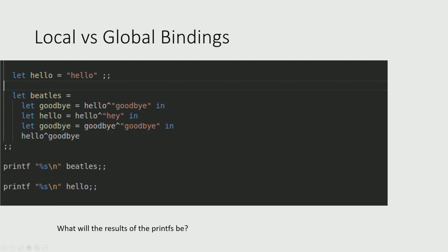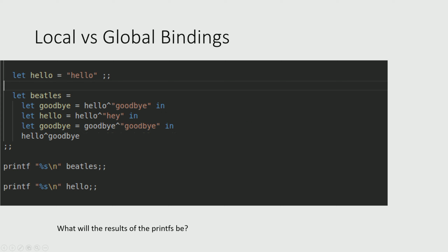amalgamation of code that we don't really know what it's doing. And the answer here is that this Beatles variable is actually going to be a string. And all of this in here is going to give us that string. So the first thing we do is we have a local variable goodbye that's equal to the concatenation of this hello variable up top and a new string "goodbye".